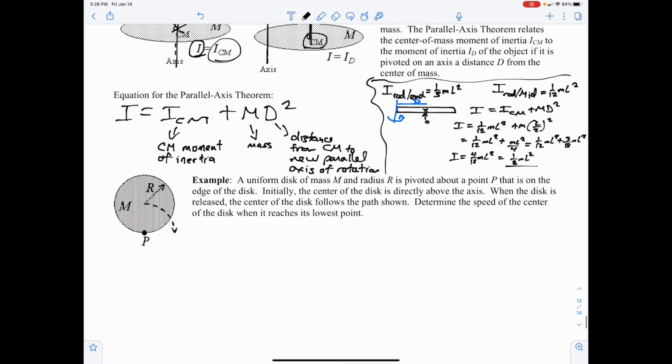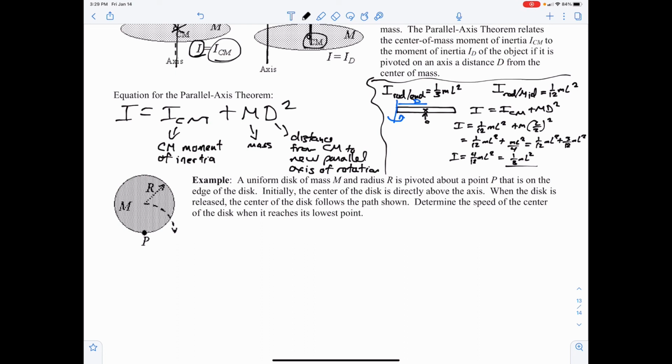In the following example, we have a uniform disk of mass m and radius r that is pivoted about the point P. You can see at the very bottom of the disk, rather than the middle of the disk, on the edge of the disk. Initially, the center of the disk is directly above the axis. When the disk is released, the center of the disk follows the path as shown, because the disk is going to rotate about that point right there. Determine the speed of the center of the disk when it reaches the lowest point.